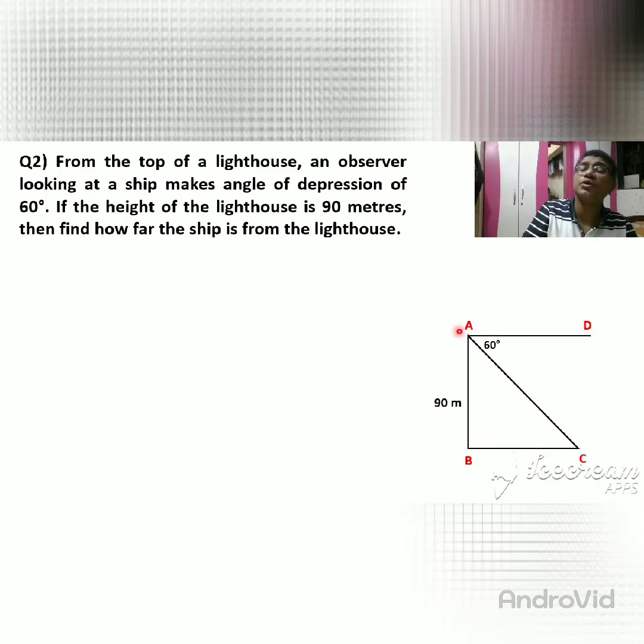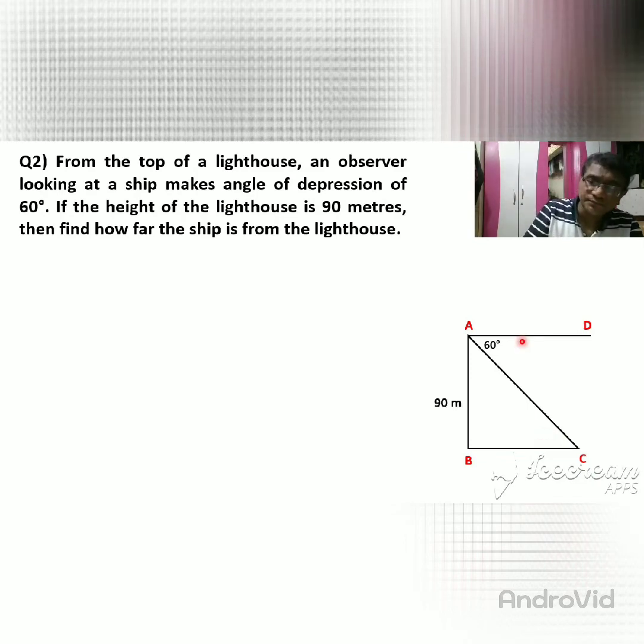When that person looks towards the ship, he looks in a downward direction. So the lighthouse person is looking towards the ship, but looking downward. Here is written 60 degree, that is the downward direction. So it is the angle of depression. Here we don't know how many degrees the angle is; angle C is what you want to find out.